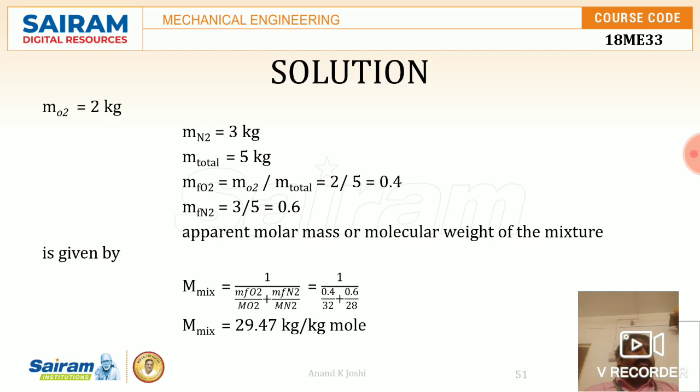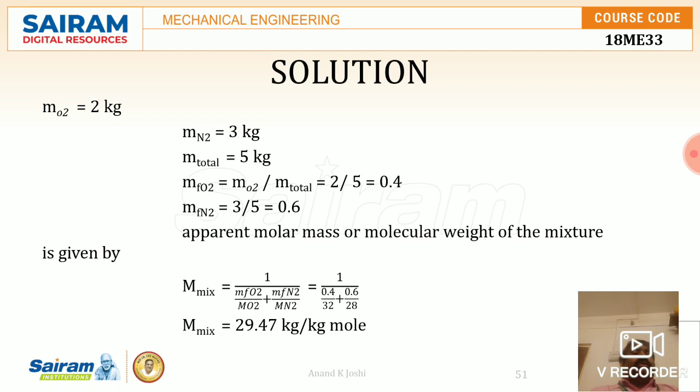Similarly, we have to calculate this for the given mixture. The N2 is 3 kg and the total mixture is 5. So 3 by 5 is nothing but 0.6. This 0.6 is the mass fraction of the N2. Once we have found the mass fractions of the individual constituents, we are going to find the molecular weight of the mixture.